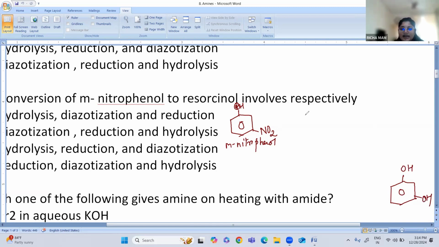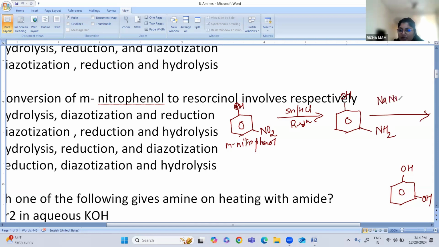Again, same steps. First I'll react it with tin and HCl, a reduction, which is addition of hydrogen and removal of oxygen. So I'm going to get NH2. Further, I'll do diazotization with NaNO2 in the presence of HCl at 0 to 5 degrees Celsius. I am going to get OH and N2+ Cl-, followed by hydrolysis.